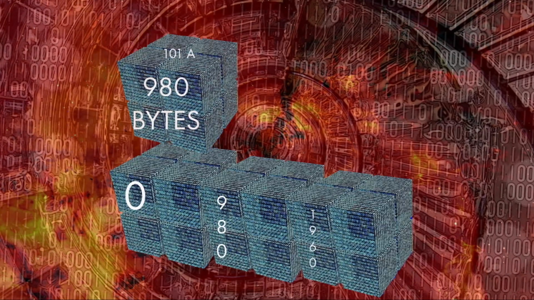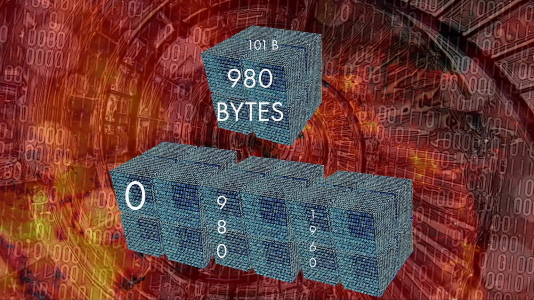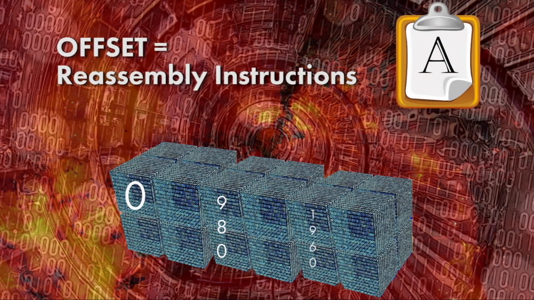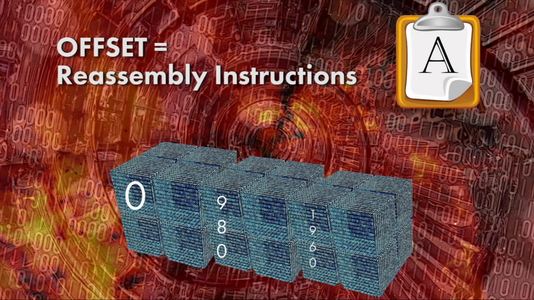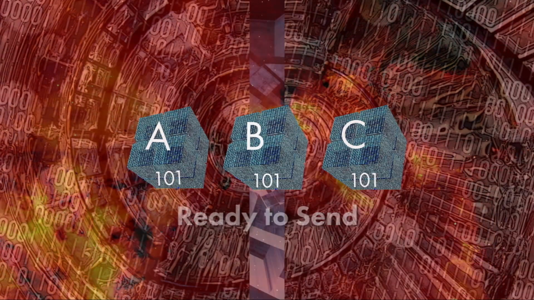Finally, my computer puts in the offsets for the packets. The first packet contains the first 980 bytes of data, so its offset is 0. The second packet contains the second 980 bytes of data, so its offset is 980. In our example, offsets are essentially reassembly instructions. The third packet contains the last 20 bytes, so it has an offset of 1,960. My router, with an MTU of 1,000 bytes, happily accepts all 3 packets and routes them on to their destination.